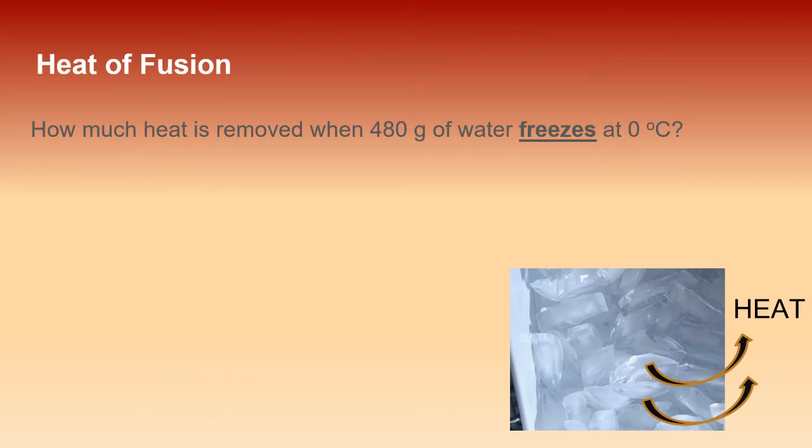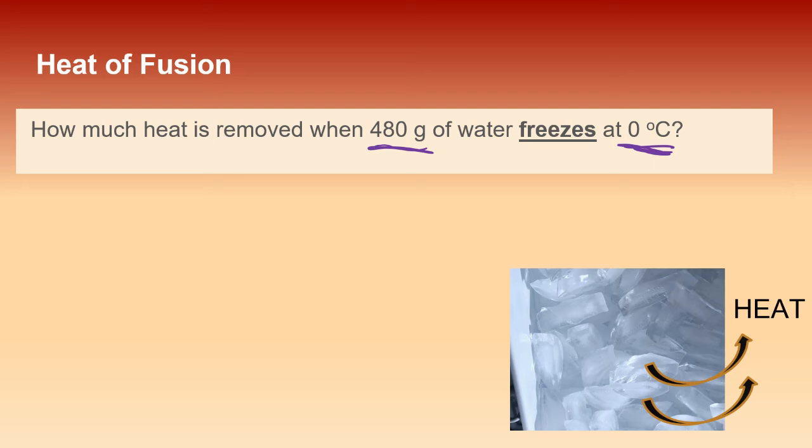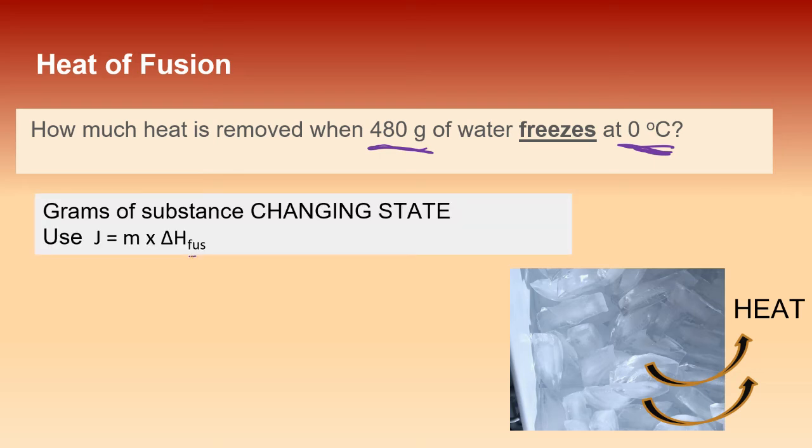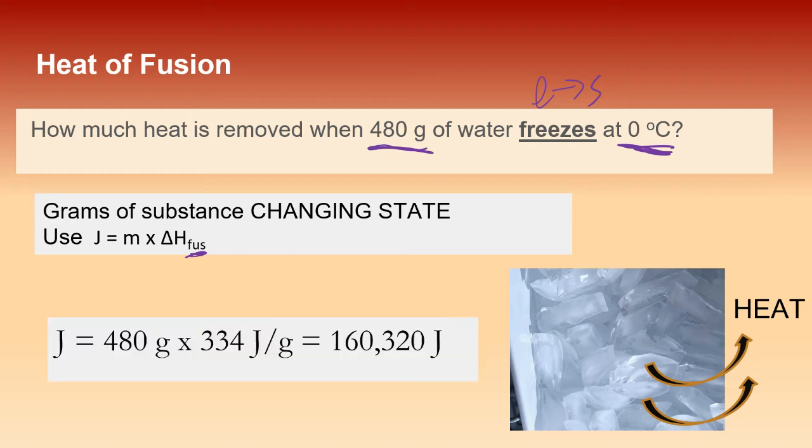Here are the kind of questions you would be asked. There's no change in temperature when something is freezing. We just talked about that, right? Those are the flat parts of the graph. So if I give you some amount of grams of water and it's freezing at 0 degrees, you need to use heat of fusion because freezing is a conversion from liquid down to solid, right? So that's fusion. And we're just going to plug this in. 334 joules per gram is the given for water. So that's for water. And we're not going to deviate from water in this class.